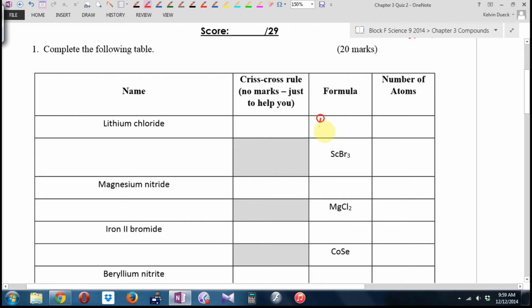Lithium chloride, I'm pretty sure it's LiCl, because I think when I do the crisscross rule, lithium is a +1 and Cl is a -1. You can't go wrong with that.